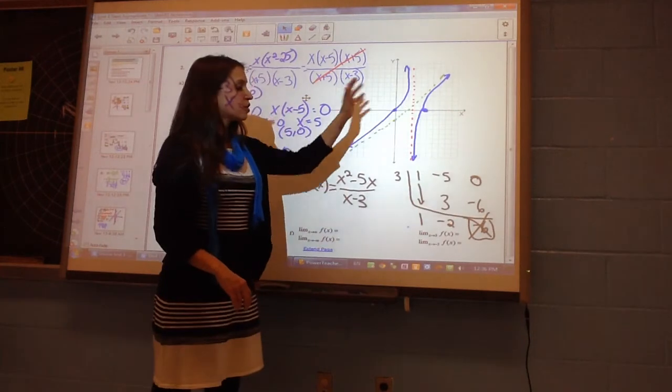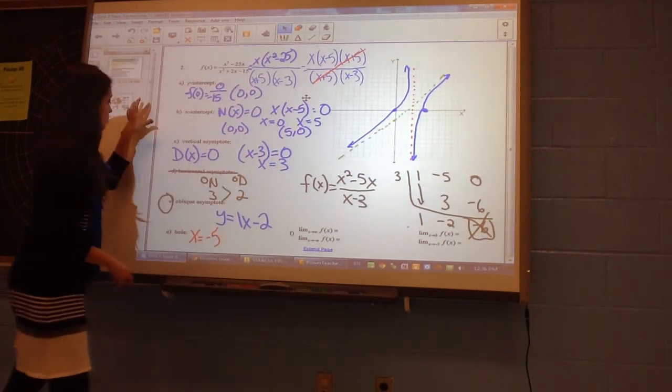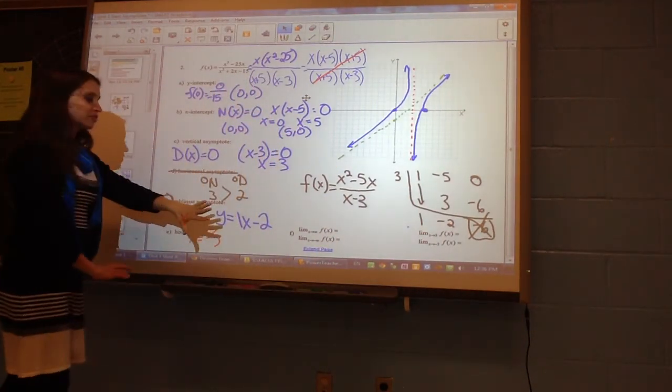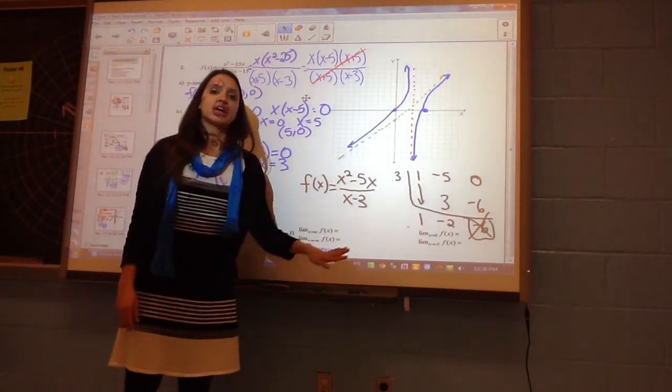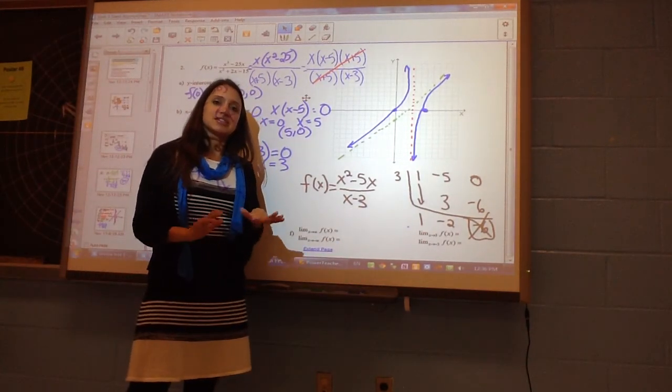Okay, I could pick out more points and be more precise. We're going to skip part F for right now. We're going to skip over that. That's not going to be tested. It's not the focus.